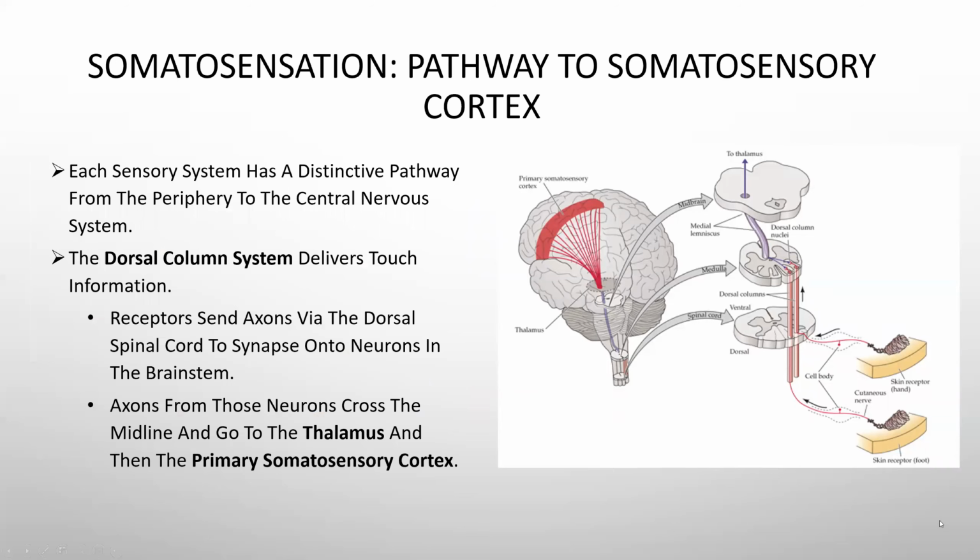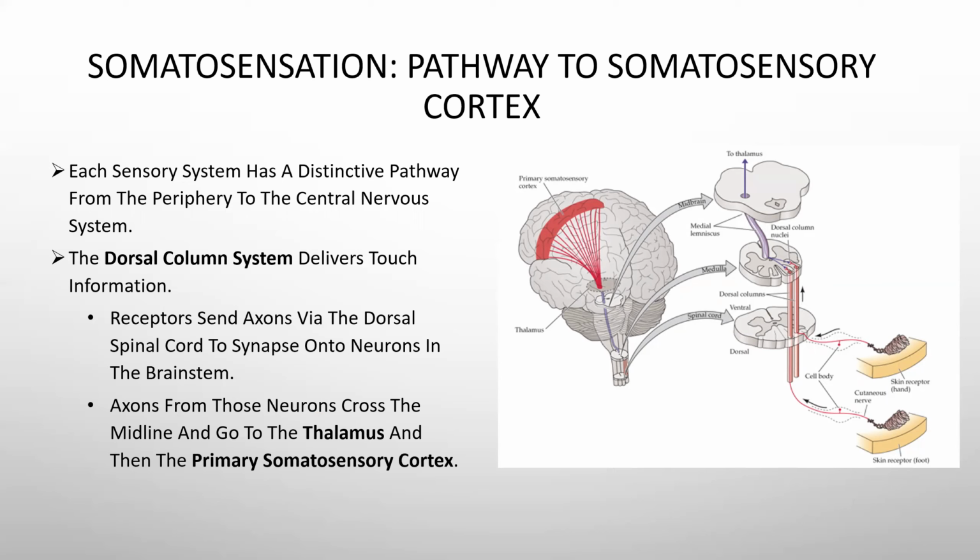Okay, now let's look at the pathway to that somatosensory cortex. So each sensory system has a distinctive pathway from the periphery to the central nervous system. Here, I gave you an example of the dorsal column system. So this delivers touch information. Receptors send axons via the dorsal spinal cord to synapse onto neurons in the brainstem. You see that in the figure.